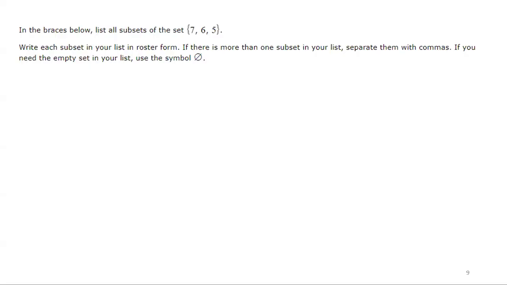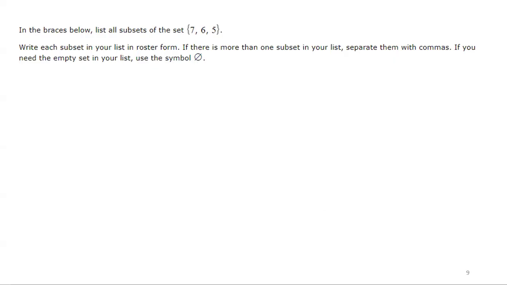Talk about this. Okay, so I'm on slide 9 here. It says in the braces below, list all the subsets of the set 7, 6, 5. Write each subset in your list in roster form. If there is more than one subset in your list, separate them with commas. If you need the empty set in your list, use the symbol for the empty set.